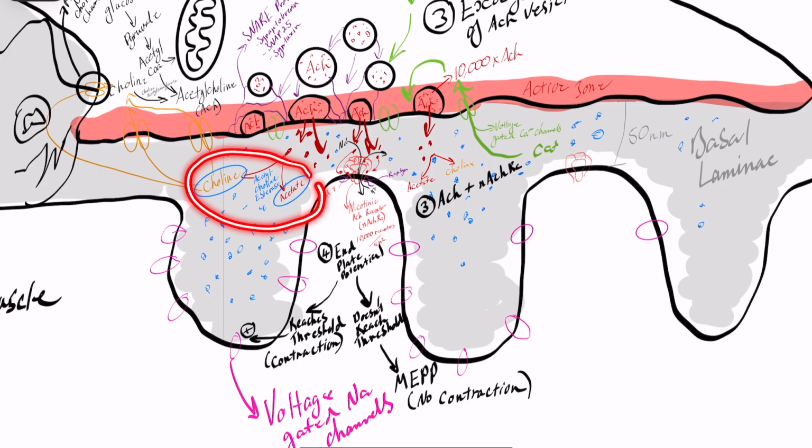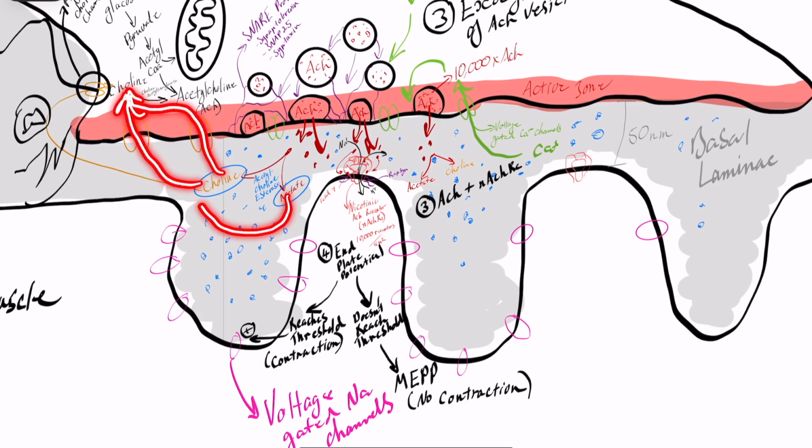So finally, acetylcholinesterase in the cleft rapidly breaks down acetylcholine into acetate and choline, terminating the signal. And choline is taken back up in the presynaptic neuron, as we mentioned before, while acetate diffuses away.